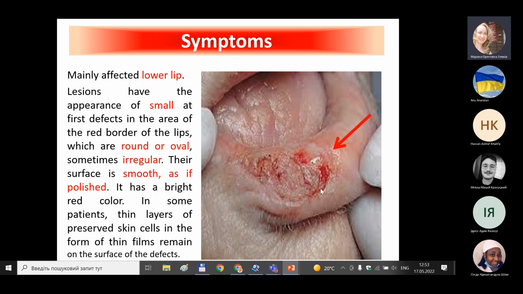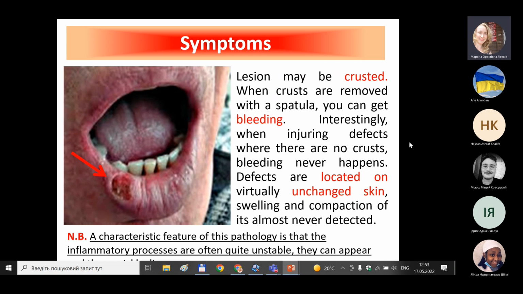In some patients, thin layers of preserved skin cells in the form of thin films remain on the surface of the defects. Lesion may be crusted. When crusts are removed with a spatula, you can get bleeding. Interestingly, when injuring defects where there are no crusts, bleeding never happens.